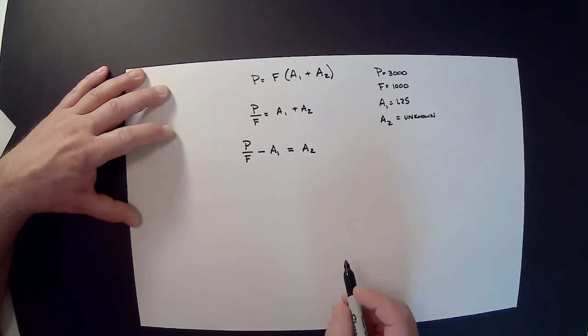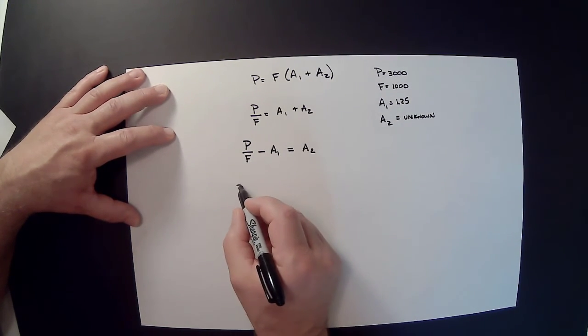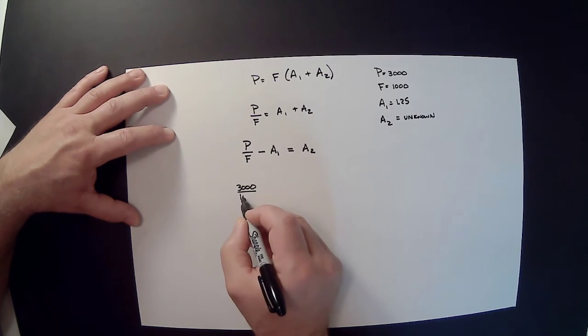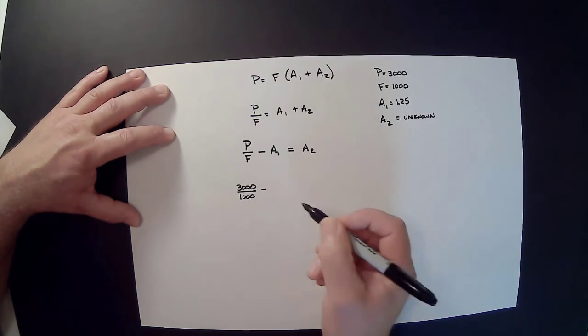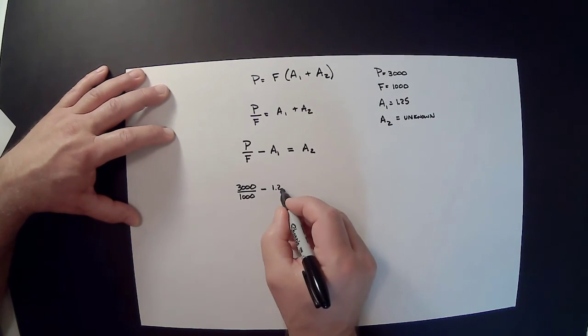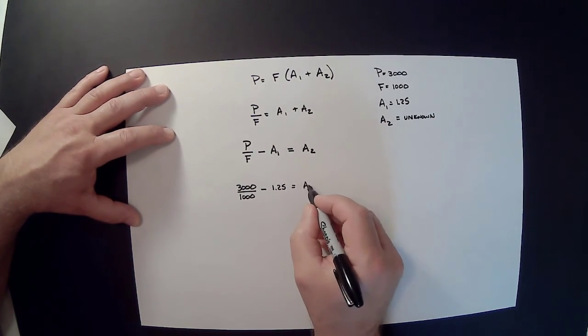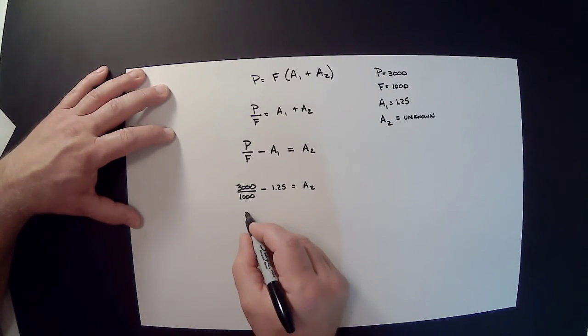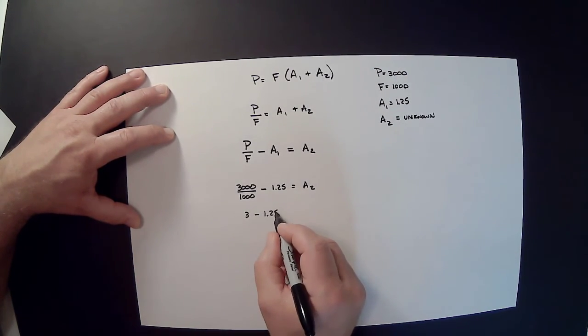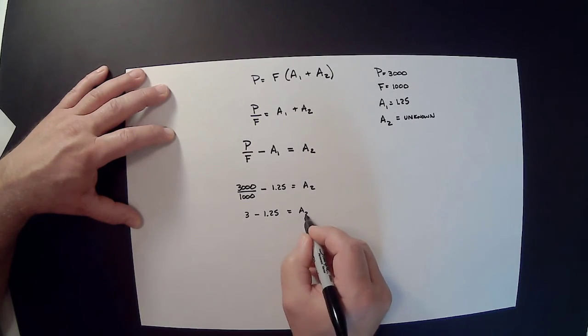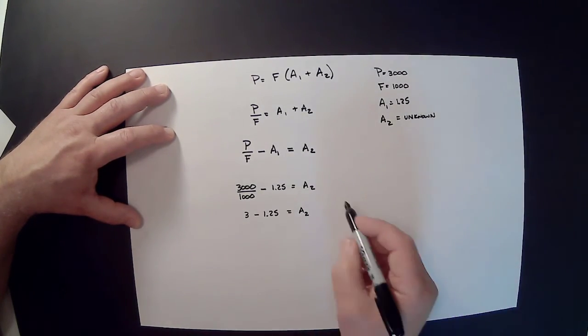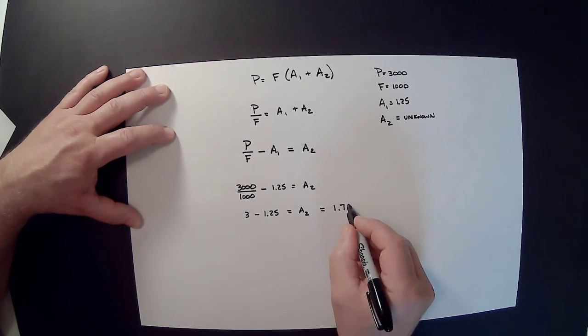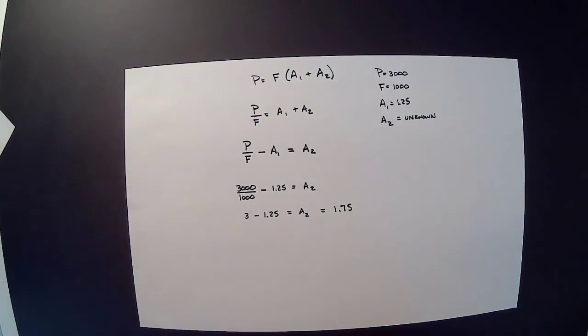I can now substitute in values. So 3,000 divided by 1,000 minus 1.25 equals A2. Or 3 minus 1.25 equals A2, which is 1.75. And again, if we had units on this problem, this is where I would include the units. And that completes all 4 example problems from the algebra review.